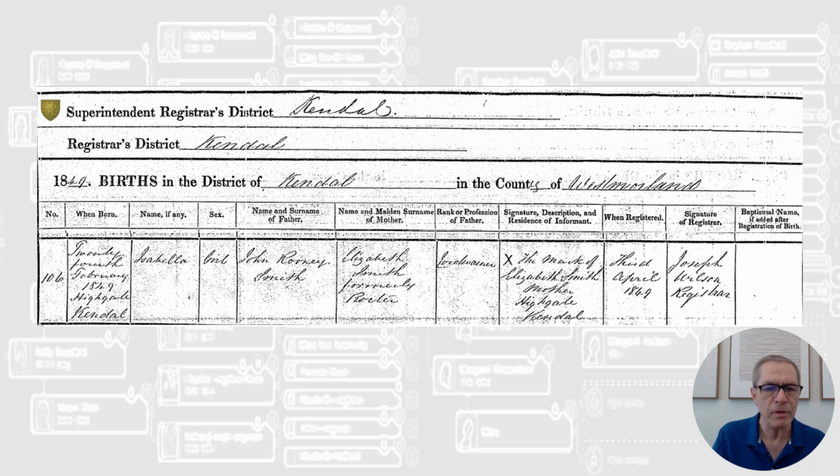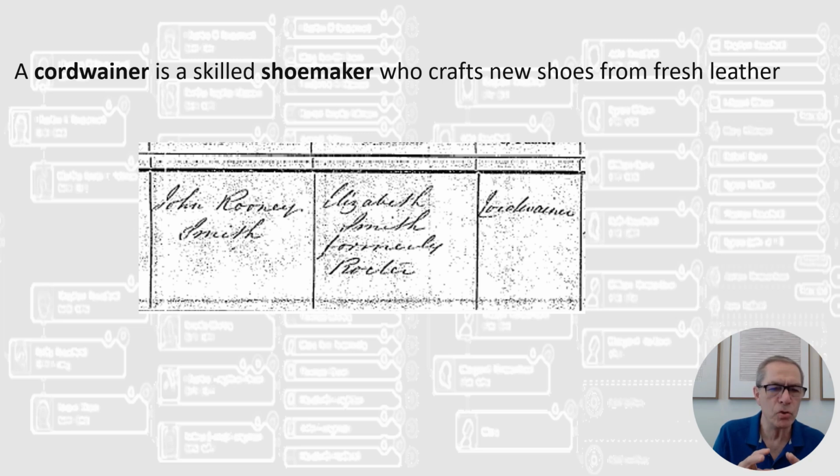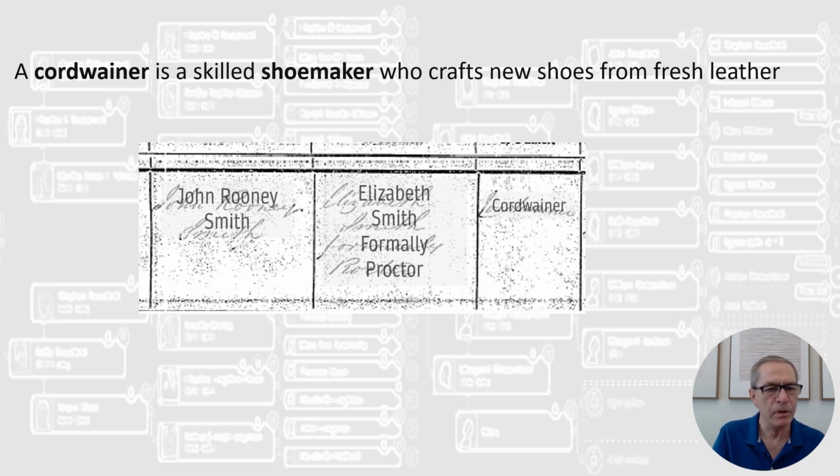Isabella. And let me zoom into that. And I can see the father, in fact, is John Rooney Smith. That middle name is so useful. And I see Elizabeth Smith, formerly Proctor. And John's work there is cordwainer, which is an old English word for a skilled shoemaker who crafts new shoes, rather than just a shoe repairer, rather than just a cobbler.